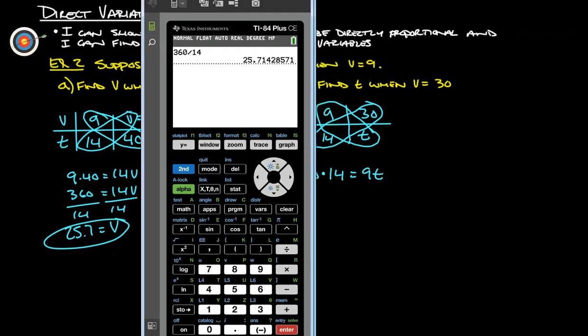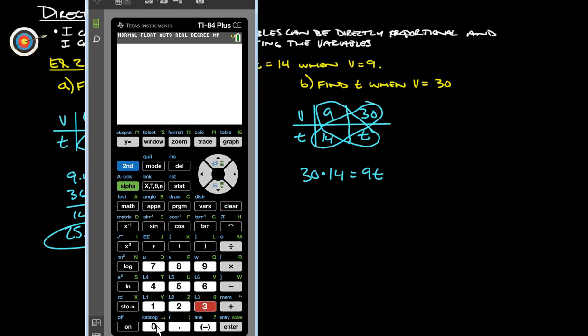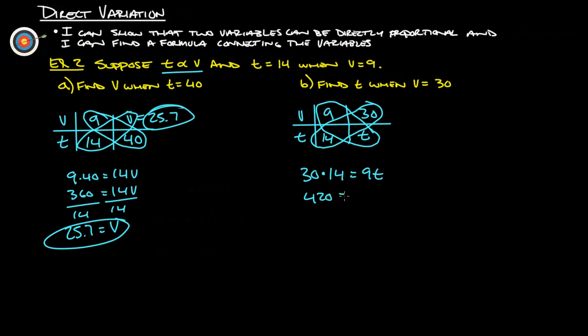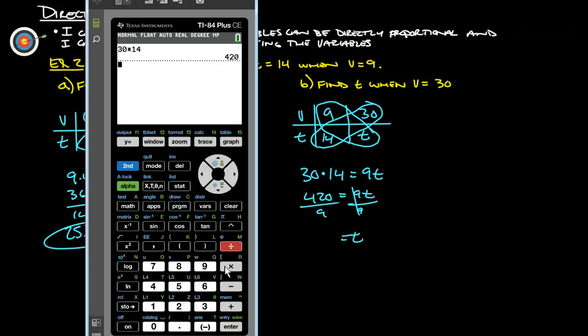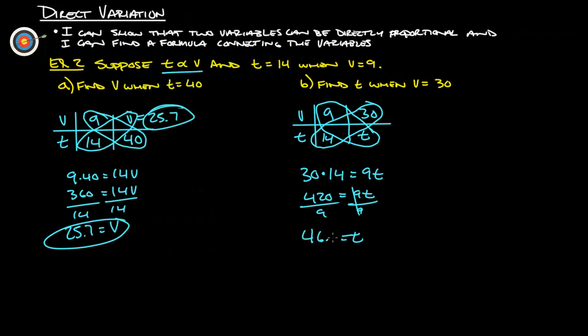Let's go through and do 30 times 14, and that gives us 420. That equals 9t, so divide both sides by 9, and that should tell us what t equals. Dividing by 9, we get 46.67, so we'll call it 46.7. That is what t equals. And that will work every time when you're doing direct proportionality or direct variation.